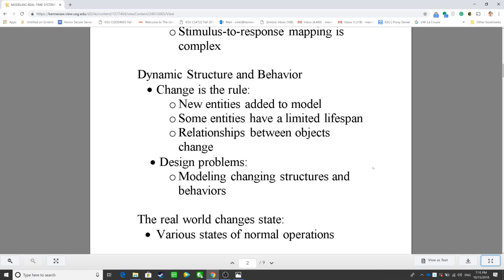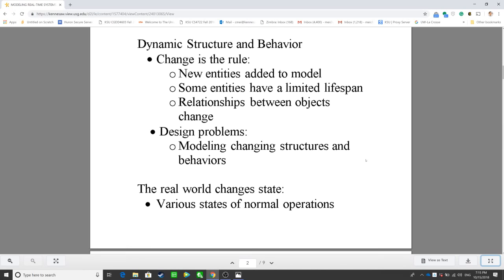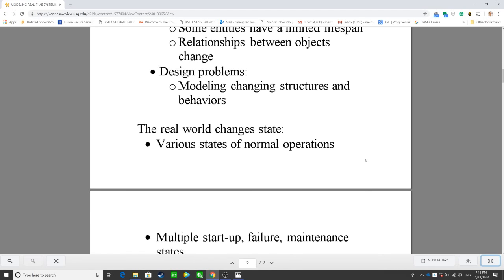Yeah, so change is the rule, dynamic structure of the behavior. Adapt to change, yeah. And modeling changing structures and behaviors. So we want to adapt to change. But if we think about the class diagram, it's static. Since it's static, it's hard to adapt to the change, and it just doesn't give you that information. Like when this happens, which class should I call? Which method should I call? And which state is this class in? It just doesn't give you this information.